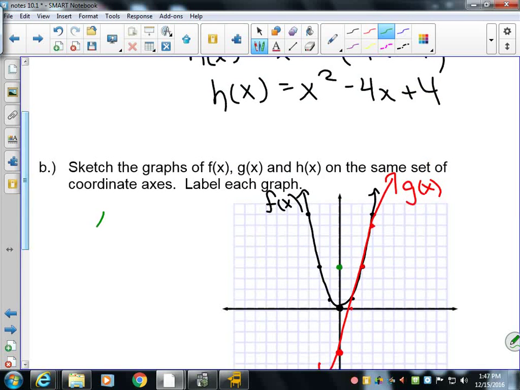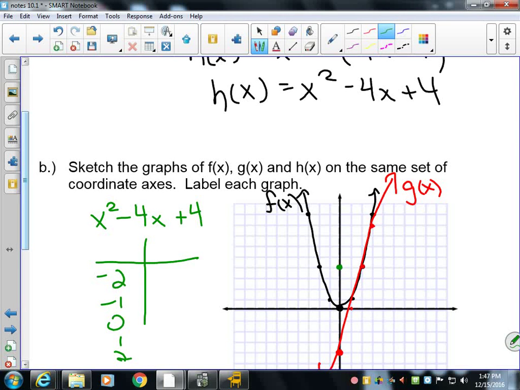What's our original? This is x squared minus 4x plus 4. My y-intercept says that's 4. Remember the last number on the standard is 4? We could factor this and come up with the x-intercepts if we wanted to, right? What else could we do? We could do a table of values. Negative 2, negative 1, 0, 1, 2. You could graph it like that. You could plug this into your graphing calculator and look up your table of values.